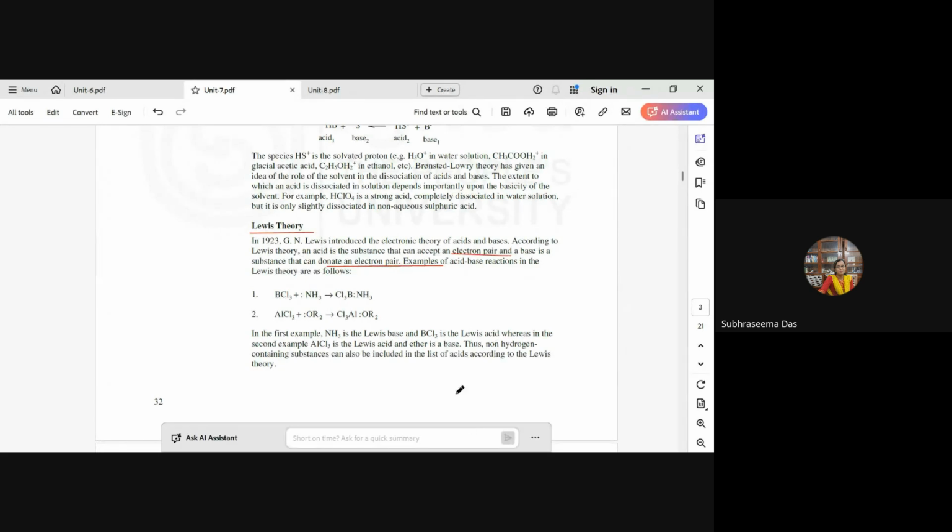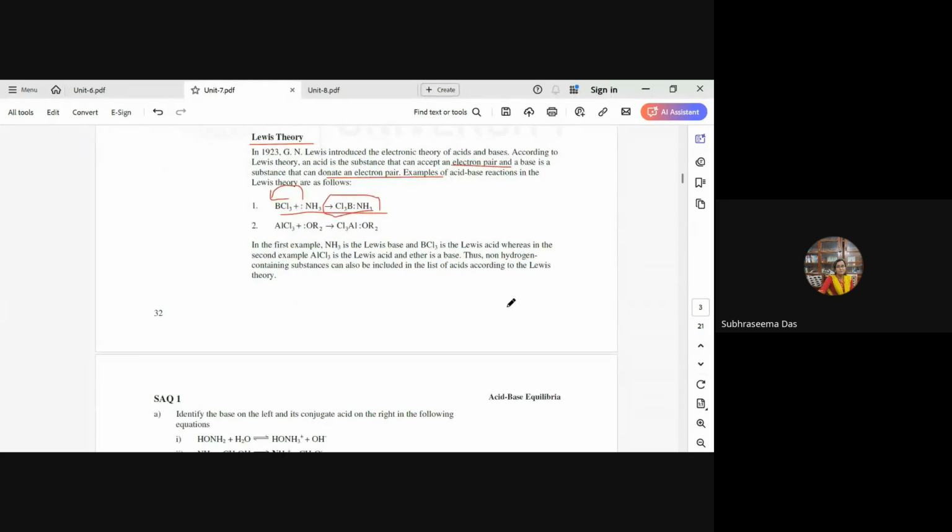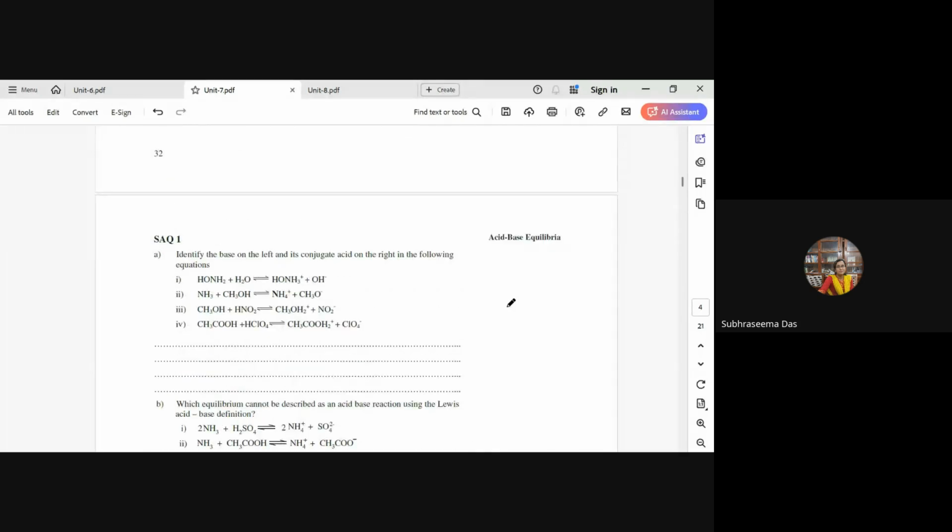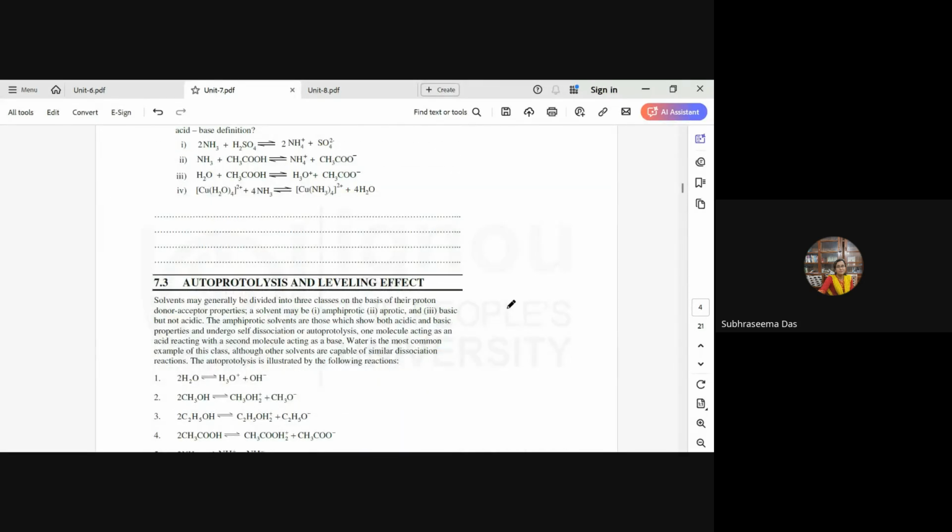So some of the examples have been shown here. In example 1, BCl3 plus NH3 gives rise to this product. Here NH3 is the Lewis base because it can donate an electron pair, that is, the lone pair of electrons present over N. But BCl3 is the Lewis acid because it can accept the electron pair from NH3. So this is how the classification of acids and bases has been done according to three classifications.